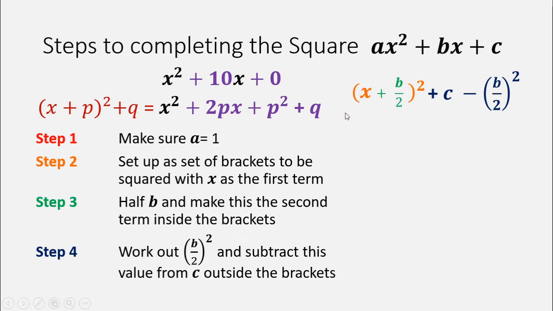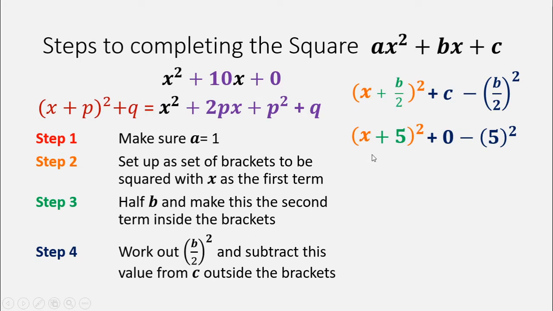Let's put some numbers in here so this makes a bit more sense. So start out, step 1, yes, a is equal to 1. Step 2, set out a set of brackets with x as the first term. Okay, that's going to be squared. Step 3, half of b. b is 10, so I'll do half of 10, plus 5. Okay, add c and work out b over 2 squared and subtract this from c. Okay, c is 0 and b over 2 squared, that's going to be 10 over 2 is 5 squared. Okay, now I said this was going to be a bit confusing to start with, but we are off to a good start. Step by step, pretty straightforward.